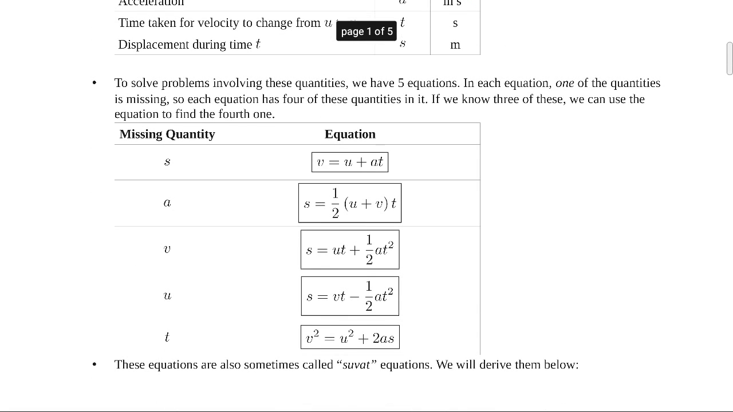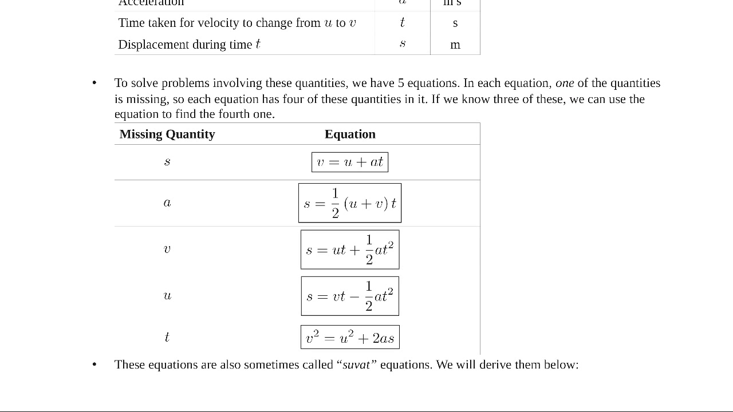So there are 5 equations. Sometimes you only consider 4 equations, but you can come up with 5 of them. I have all 5 of those equations right here. And in each of these equations, one of the quantities is missing. Each equation has 4 of these quantities, and if we know 3 of these, then we can use the equation to find what the 4th quantity is.